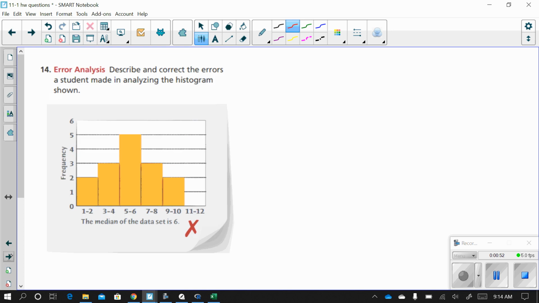Okay, the next problem: describe and correct the errors a student made in analyzing the histogram shown. Well, they say the median of the data set is 6. We can kind of check to see. There are 2 categories here, 2 in this one, 3 and 3, so it's even. So it's somewhere in this interval. However, do we know this interval is all 6s? No, this interval is 5 to 6. So the median is somewhere in there, but we don't know necessarily that it is 6.